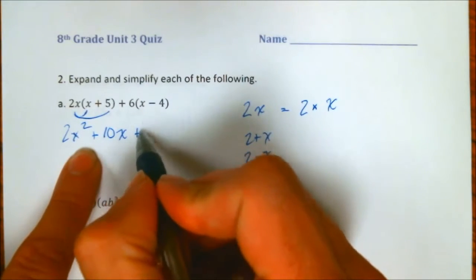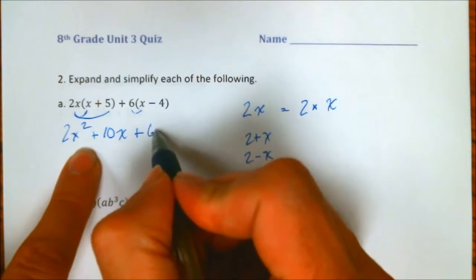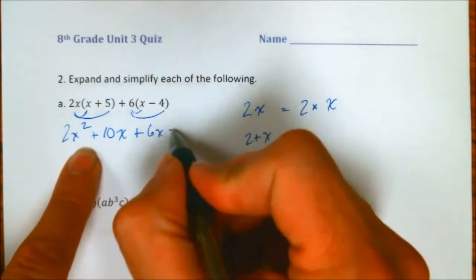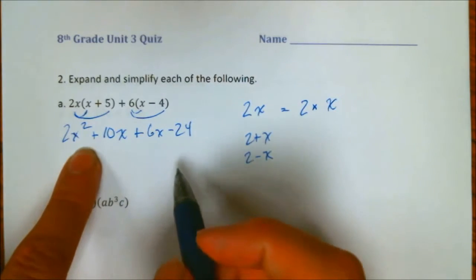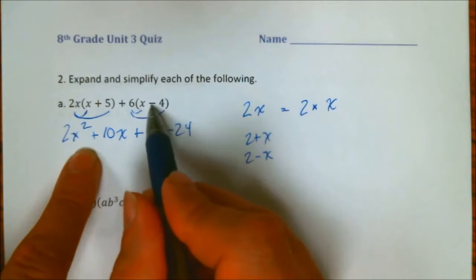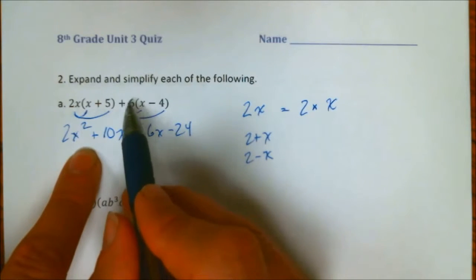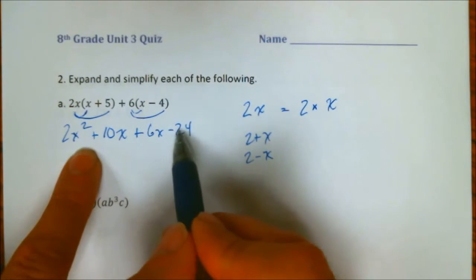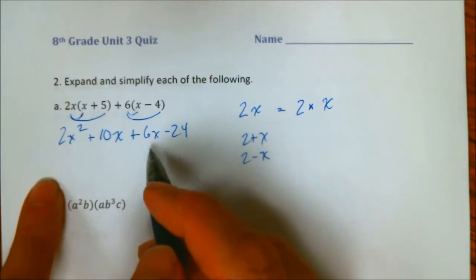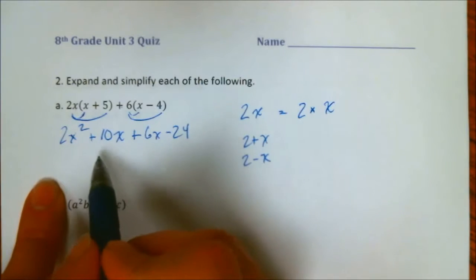Now, to that, we are adding 6x and a negative 24. Many of you forgot that this right here is negative. Many of you forgot to actually multiply the 6 and the 4 and just put a minus 4 there. Okay? All right, I won't enumerate all of the mistakes I saw, but those are some of the general ones.